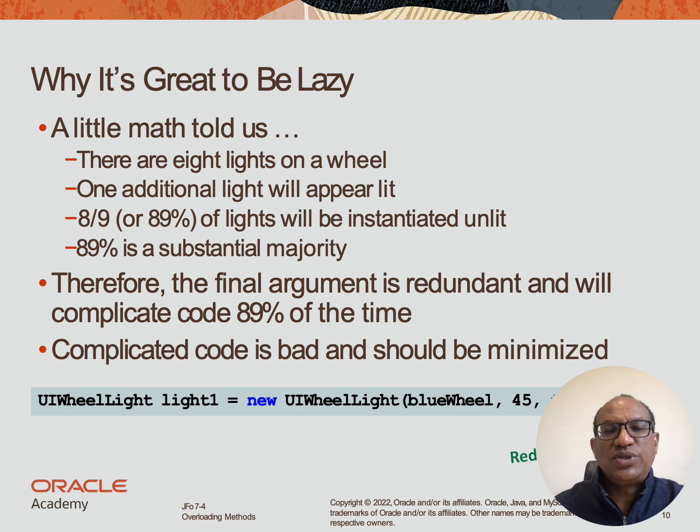Here's why it's worth solving. 8 out of 9 lights are unlit by default. So in most cases, the third argument is the same. It's cluttering your code without giving you much value. Lights don't actually turn on and off. Instead, when a light should be on, we instantiate a 9th light and position it on top of the corresponding off light.